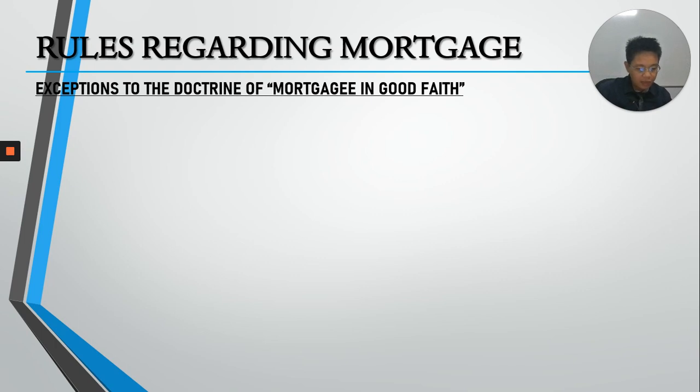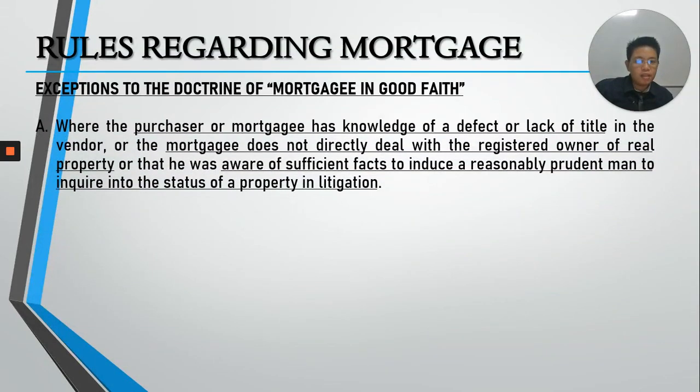So anyway, exceptions to the doctrine of mortgagee in good faith. Number one, purchaser or mortgagee pala, has knowledge of a defect or lack of title in the vendor. So, mortgagee here does not deal with the registered owner of the property and he is aware na merong mga pangyayari na dapat mag-imbestiga na siya. Tapos, kailangang magtanong na siya tungkol sa ano ba talaga ang status ng property na to. So, kung hindi siya nagtanong, he is not in good faith. And also, syempre, dahil may direct knowledge siya ng defect, syempre, hindi na siya pwedeng i-consider as in good faith.